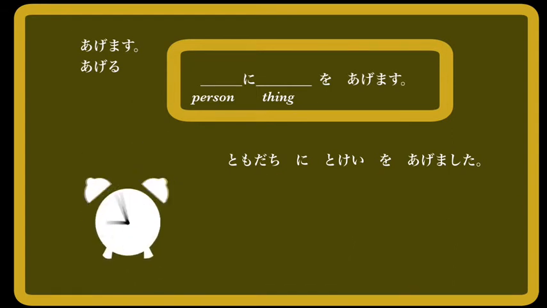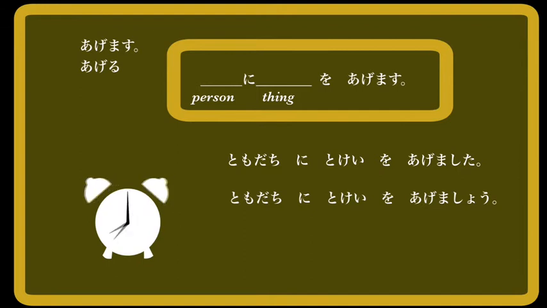We could also say tomodachi ni tokei, being a clock. It also works for a watch as well. Tomodachi ni tokei o agemashita. I gave my friend a clock. I gave my friend a watch. Tomodachi ni tokei o agemashita.